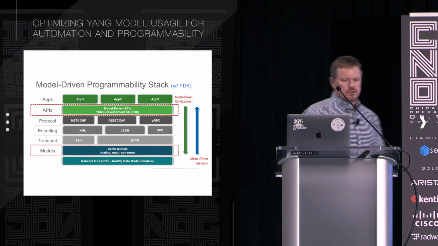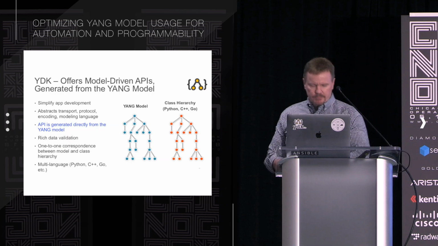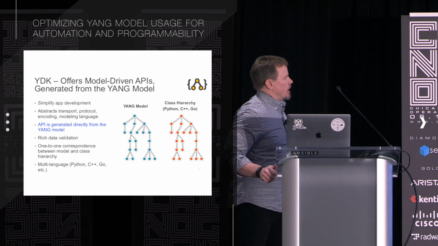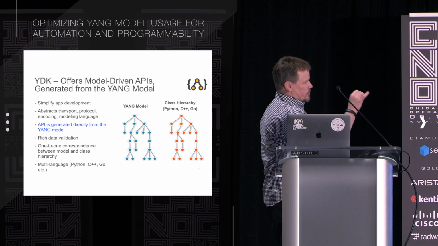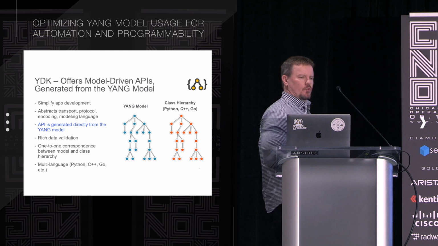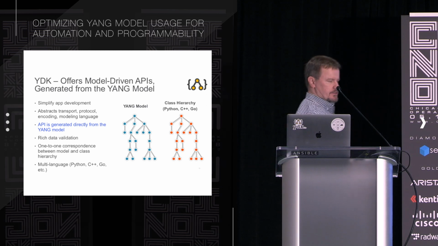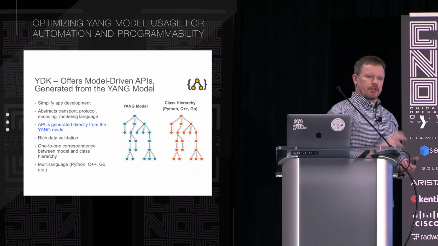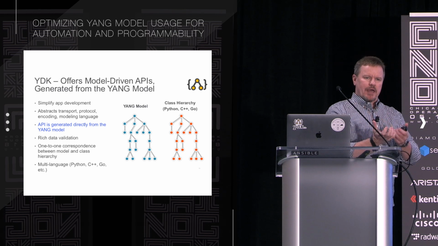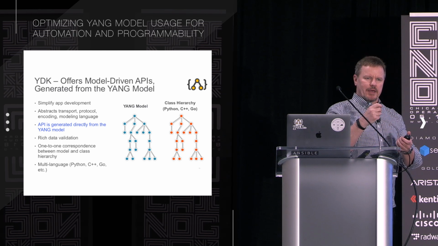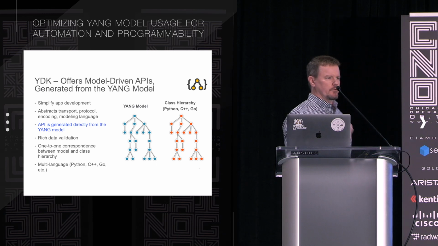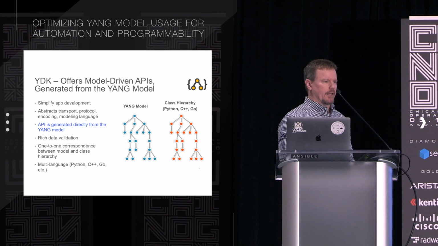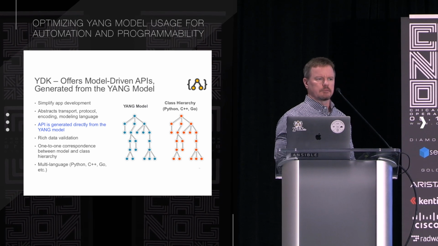Okay, so what is YDK? In short, it offers a model-driven API, and the idea is that we're simplifying app development, but again, the APIs are generated directly from the Yang model. So what does that mean? It means multiple things, but if I'm running YDK locally in my application, I can do very, very rich validation checks because I'm doing the validation checks against APIs that were created directly from the Yang model, right?